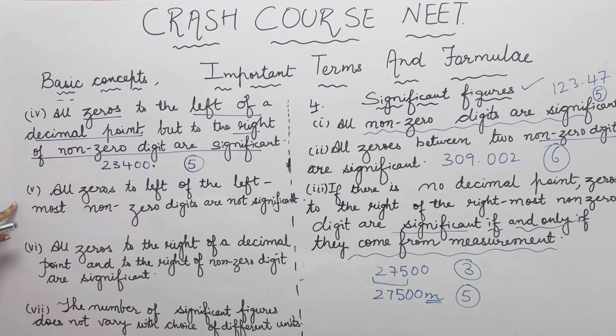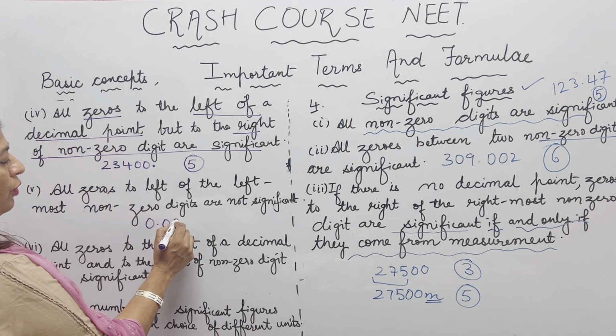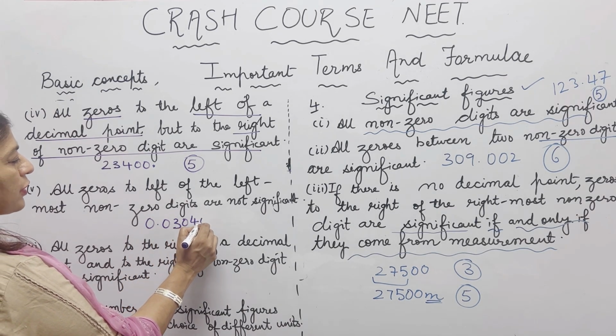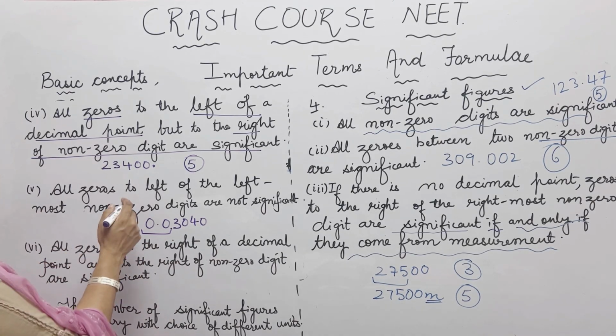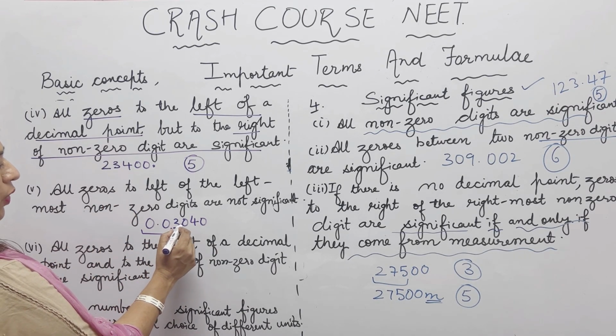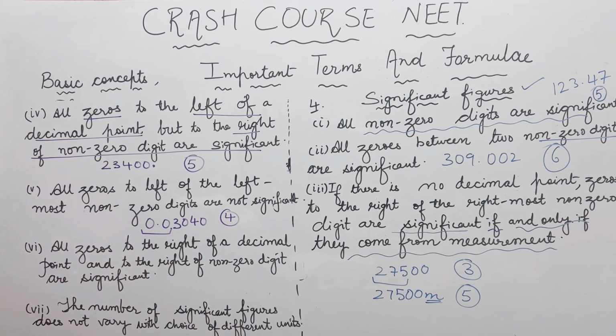The next is all zeros to the left of the leftmost non-zero digit are not significant. For example, 0.03040. These zeros won't be counted according to this rule. So it contains 1, 2, 3, 4: only 4 significant figures.